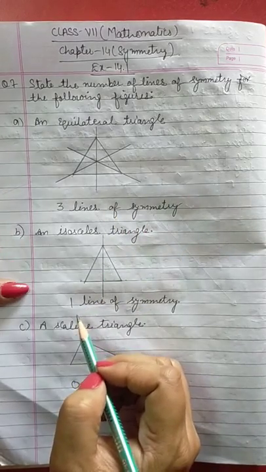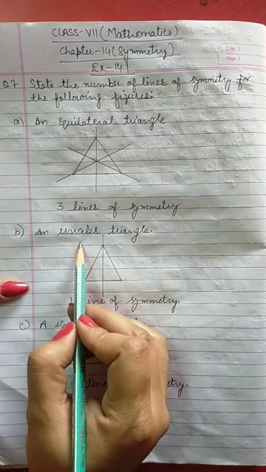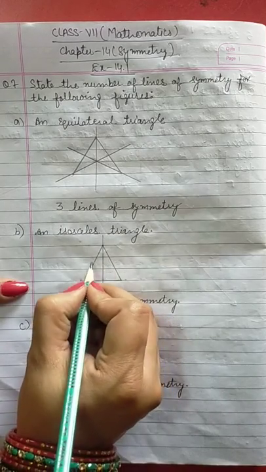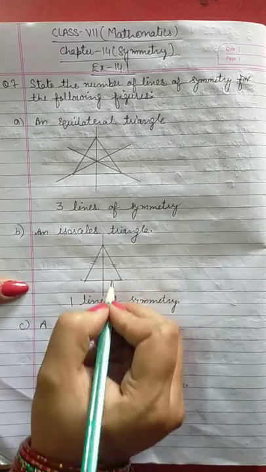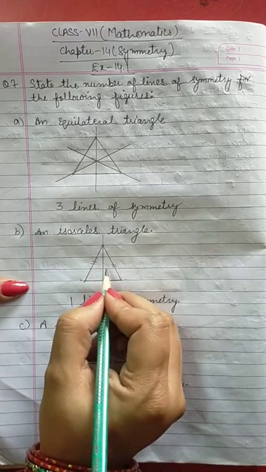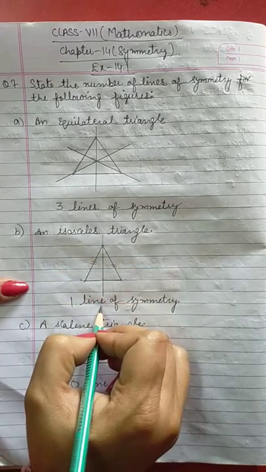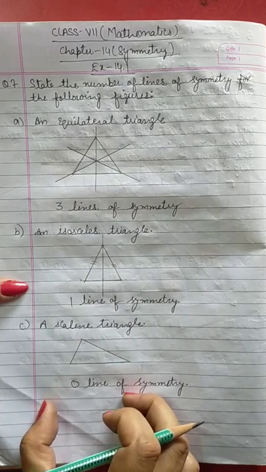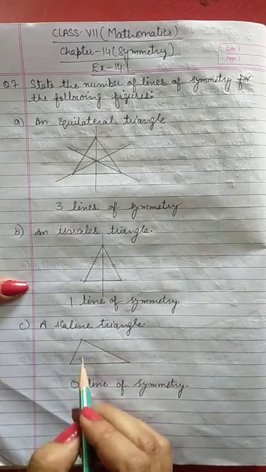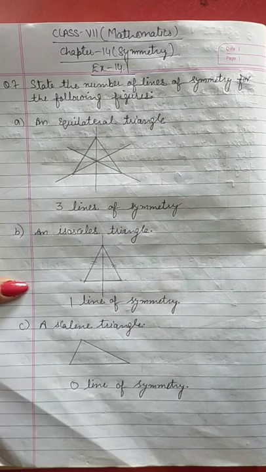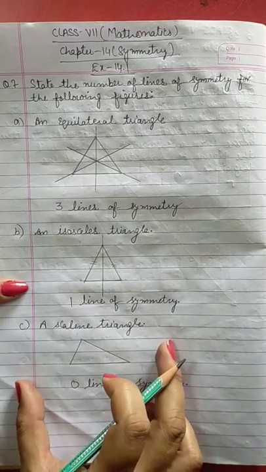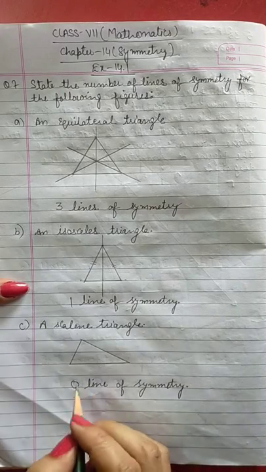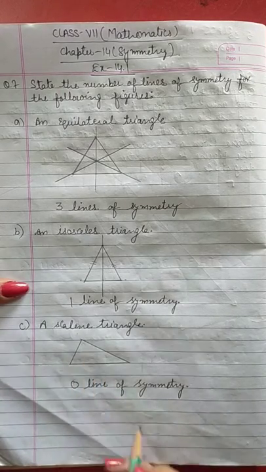Then same here in part B we have an isosceles triangle, and we know that in an isosceles triangle only 2 sides are equal. It means this side will be equal to this side, and this one is not equal to these 2 sides. So there will be only one line of symmetry in an isosceles triangle. Then in part C, you can see in a scalene triangle all the sides are different. When all the sides are different, we can't draw any line of symmetry. So in this scalene triangle there are 0 lines of symmetry.